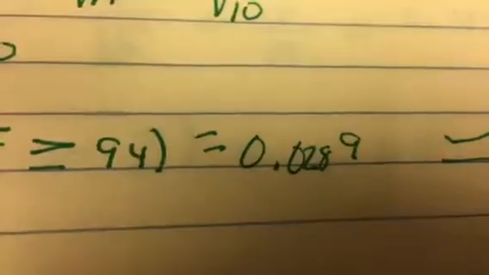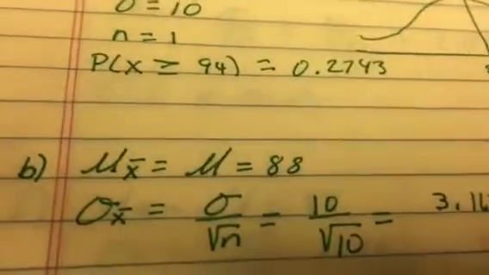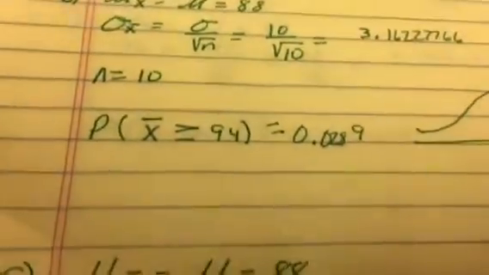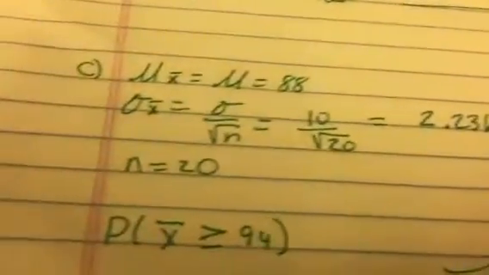The reason it would be considered unusual is because it's less than 0.05. But notice, when we increase the sample size, our probability decreases. That's what's happening here. We went from 1 down to 10. Well, now, the next part's going to ask you to go to 20. You're going to do it the same way.